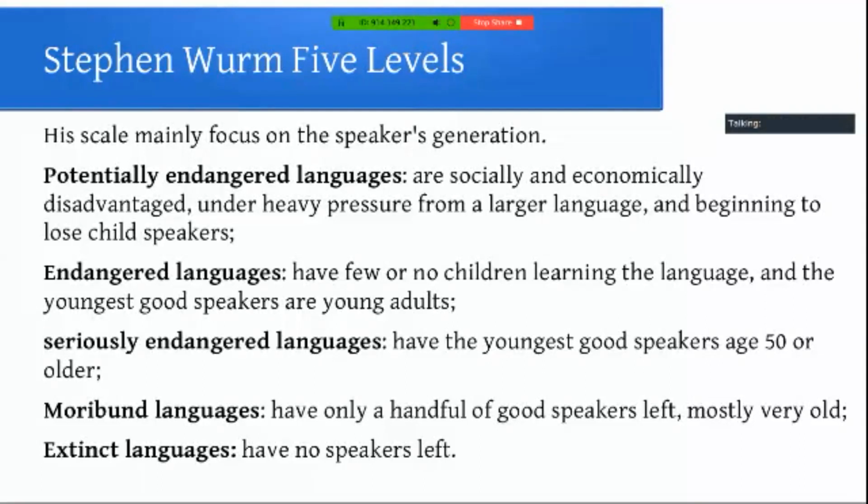Now, within Wurm's scale, one thing that we need to notice is that he emphasizes a lot on the speakers' generation. Even though he talks of socio-economic disadvantage and pressure from larger languages at the beginning, he actually doesn't take it along to the next level. So the next 4 levels do not refer to any of these things. His scale is mainly focused on speakers' generations, and again, a continuation of intergenerational transmission.